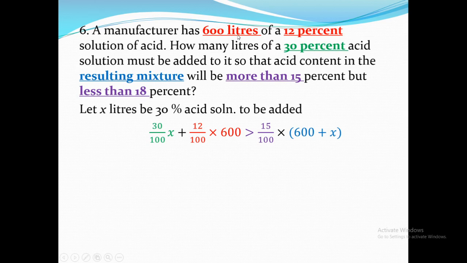600 liters plus the x amount, isn't it? So 600 plus x. That is the way you have to frame the question. Now we'll proceed.